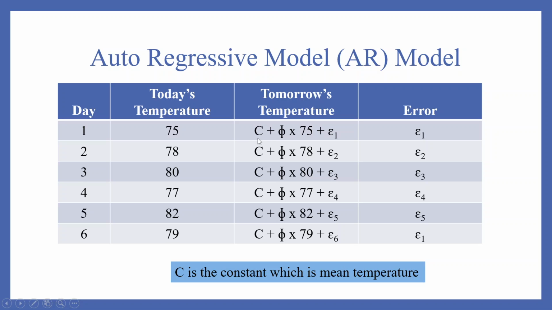So it will be C, which is a constant mean temperature, C plus phi into 75 plus the error term epsilon 1. On the second day, C plus phi into 78 plus epsilon 2. On third, C plus phi into 80 plus epsilon 3. Fourth, C plus phi into 77 plus epsilon 4. Fifth, C plus phi into 82 plus epsilon 5. Sixth, C plus phi into 79 plus epsilon 6. So this is how the AR model works.